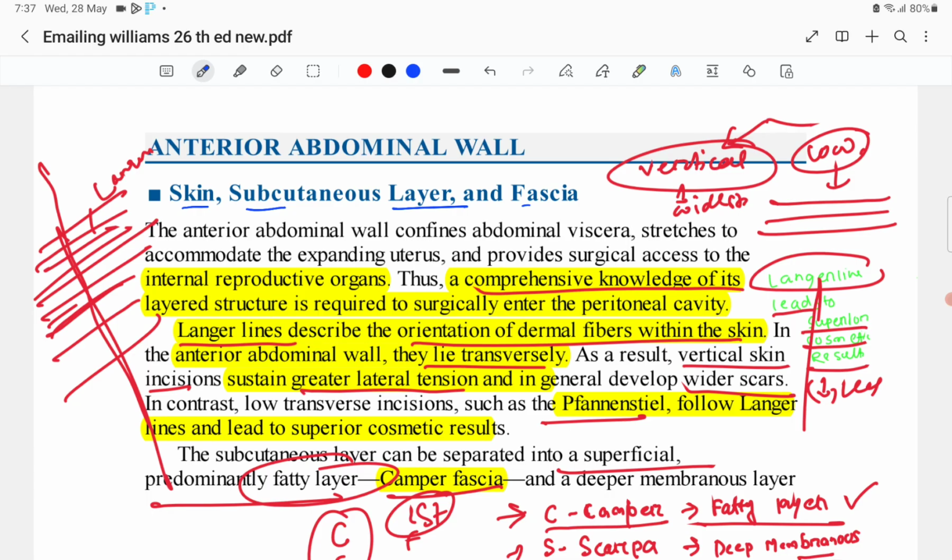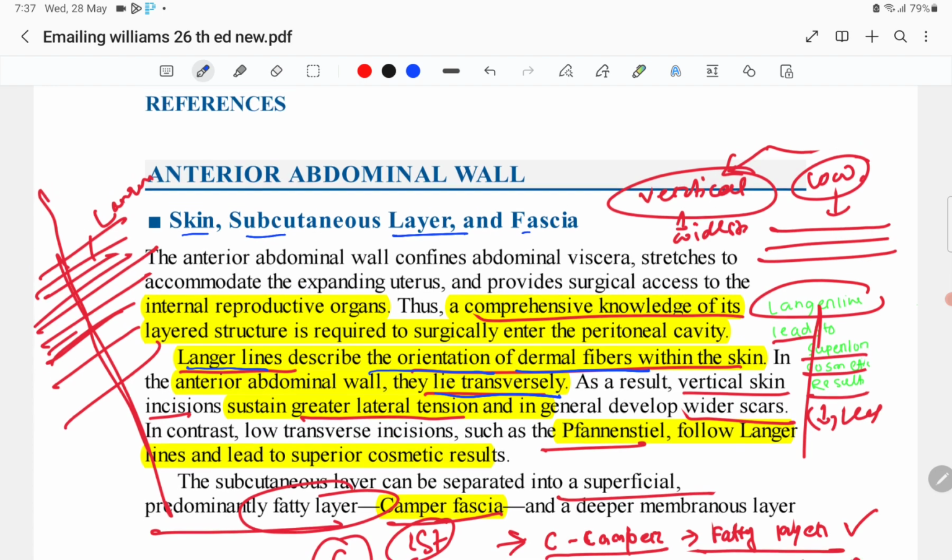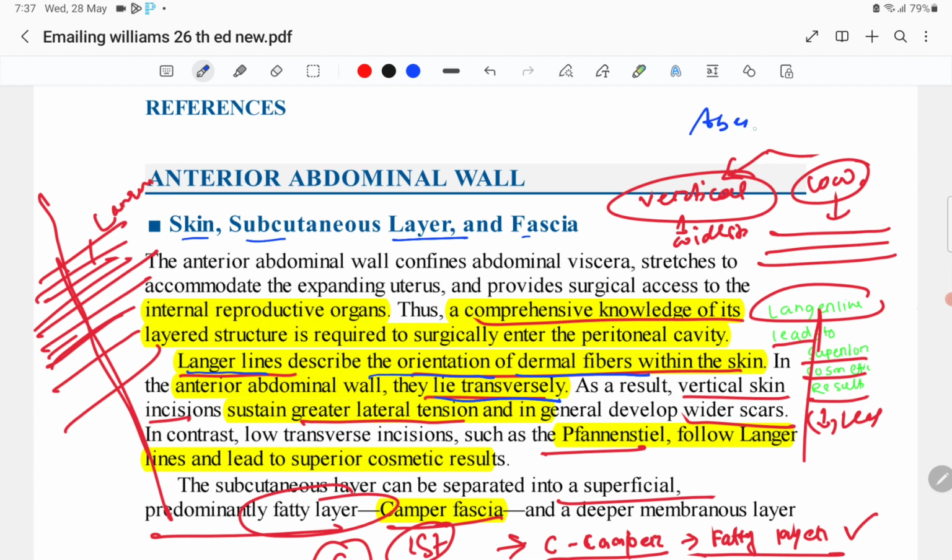You have to remember the Langer's line orientation. Langer's line orientation describes the orientation of the dermal fibers within skin. Actually, these Langer's lines lie transversely. As a result, consider the two incisions we give in the abdominal wall: the vertical incision and the low transverse incision.